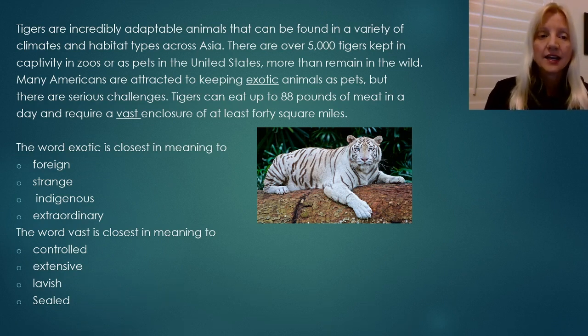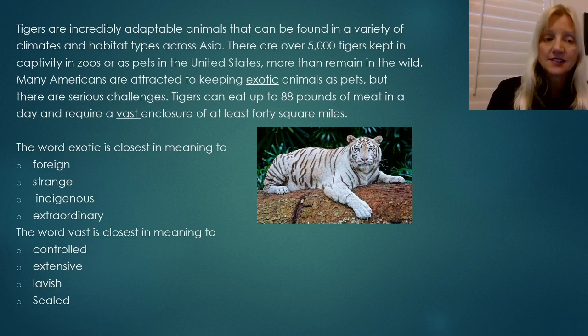Okay, and we're back. Now, exotic, you may have guessed, is foreign, the first answer. So how do we know that from the context? Well, we know that tigers are originally from Asia, but this paragraph is talking about them being in captivity or being kept in zoos in the United States, which means they were brought from another country. That makes them foreign animals, the first answer.